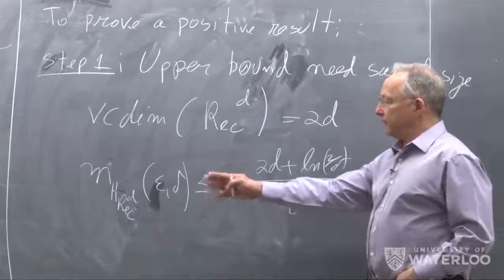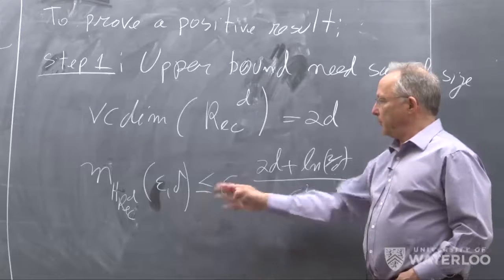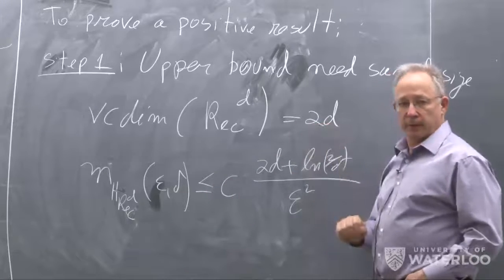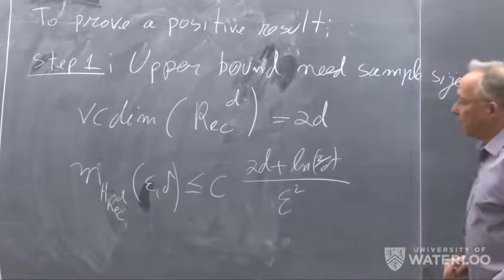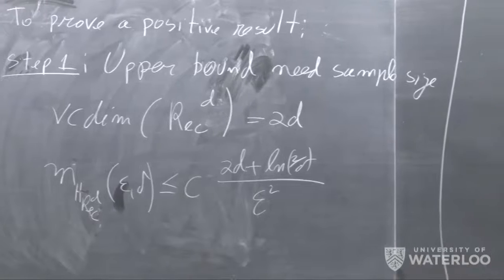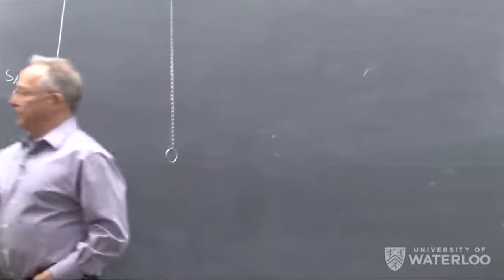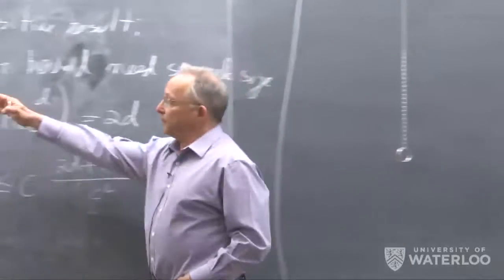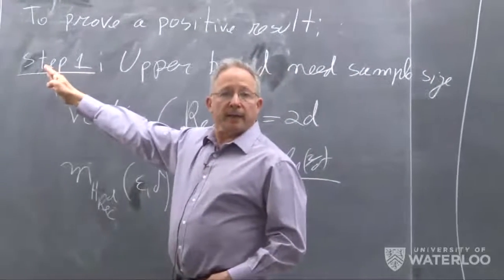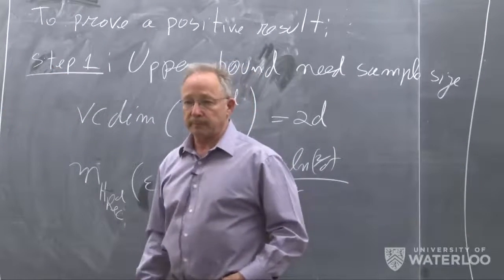So this is the fundamental result that tells us the sample complexity bound as a function of the VC dimension. So we know that if we want to learn rectangles to such precision, we could just do ERM over this size of a sample. So that was step 1. Estimate an upper bound on the size of a sample that you will need for this type of learning.